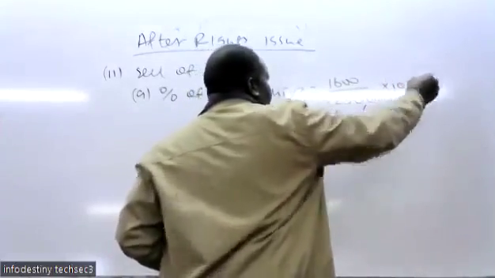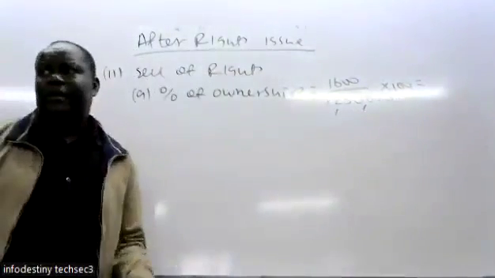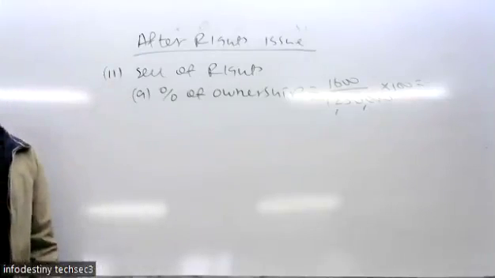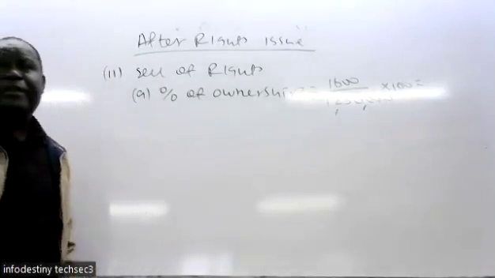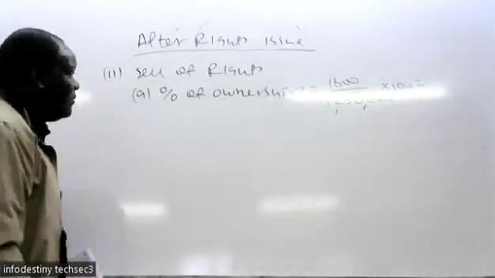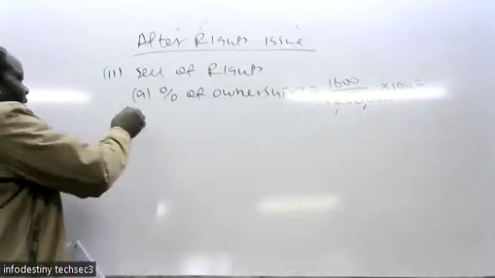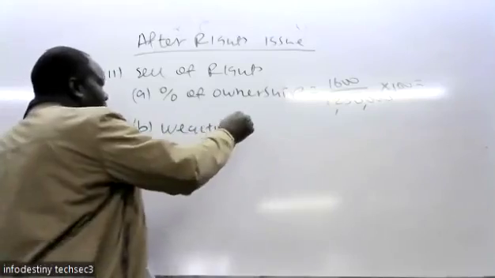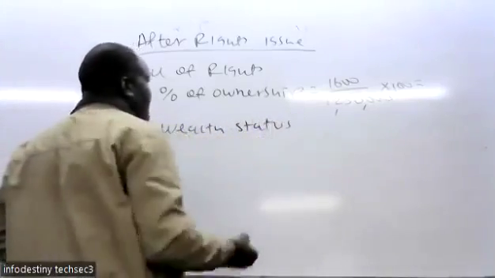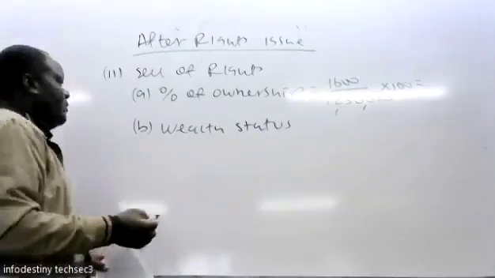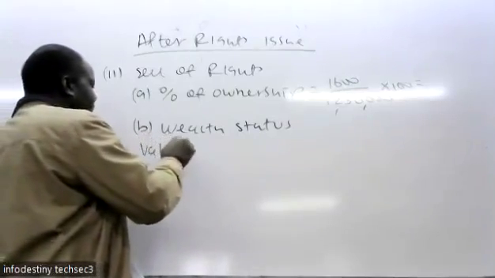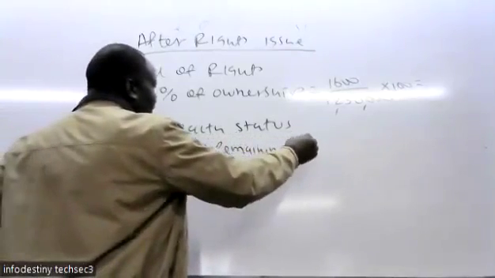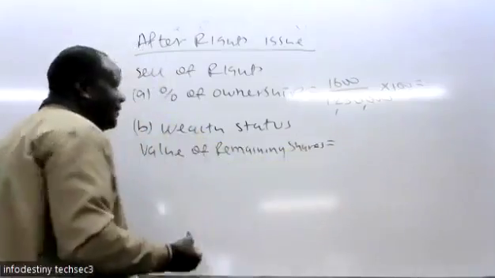Then you express it as a percent. So your percentage of ownership will definitely go down. Your colleague's percentage of ownership will increase. Then you will also be required to calculate the wealth status. So for wealth status, we start with the value of the remaining shares.